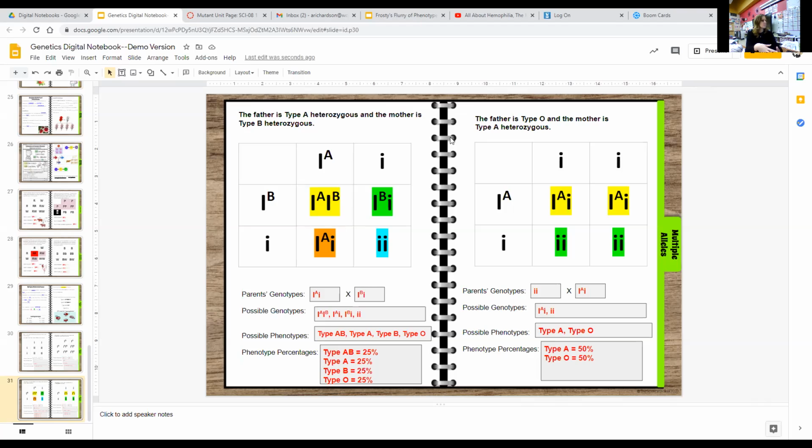So we'll do a couple practice problems today, maybe tomorrow, I haven't decided yet. And then these will show up on your assessment next week. So be prepared to do at least one blood typing problem on there.